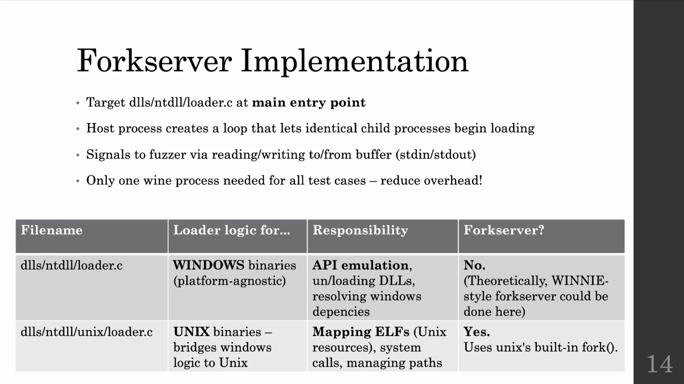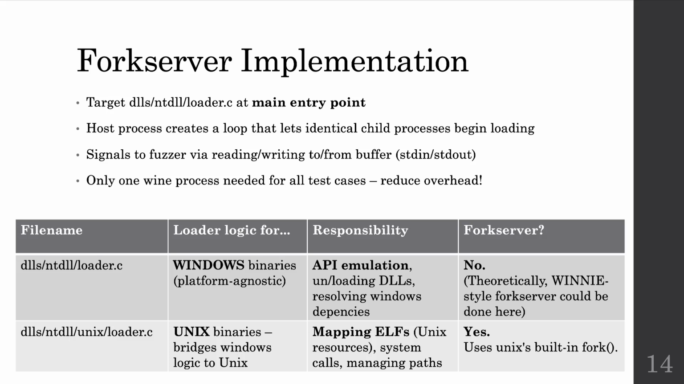So, implementing the fork server was a bit of a tough question. We found that there are two sides of the program loader. There's a Windows side and a Unix side, and the system calls in each are specific to each system. The one in the Unix folder is the one we eventually targeted because it allows us to use fork directly and not have to worry about any translation back to Windows API calls within that file. And it allows us to read and write from the buffer directly.